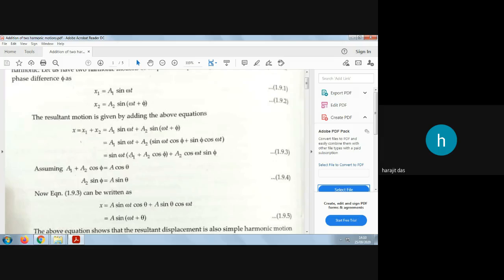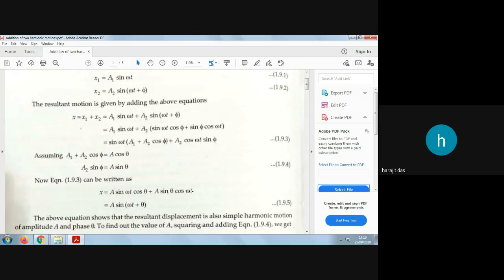So x equals sine omega t will remain as it is, sine omega t. Instead of this we will put A cos theta, so A sine omega t cos theta, plus here instead of a2 sine phi we will put A sine theta. When we put this, we get this equation: sine omega t cos theta plus sine theta cos omega t, meaning sine (a plus b). So sine (omega t plus theta), where A is the resultant amplitude and theta is the angle which the resultant makes with the horizontal axis.